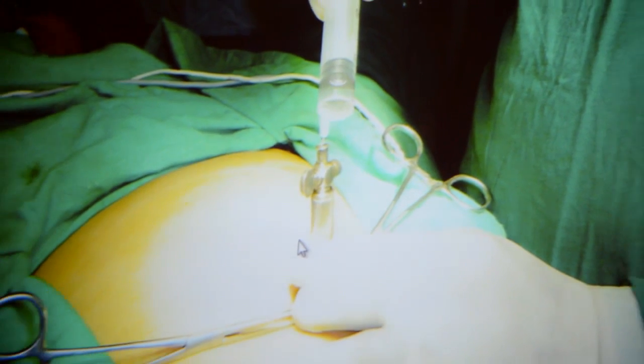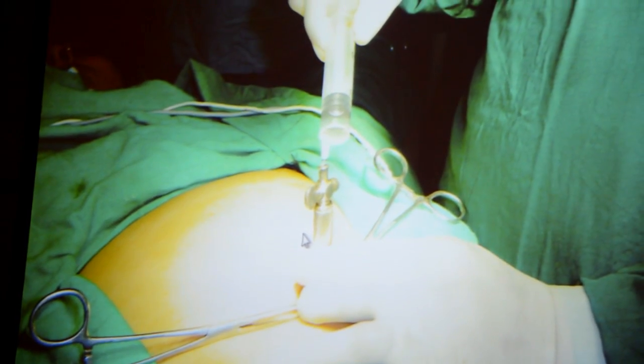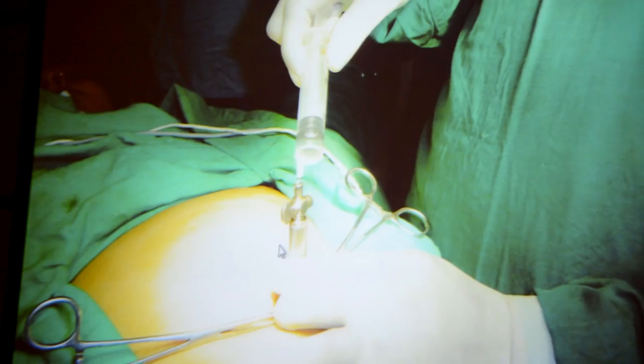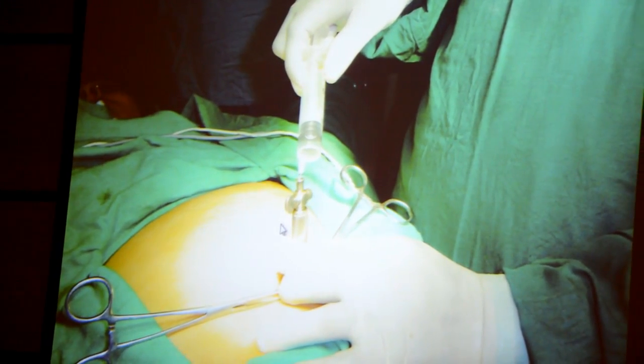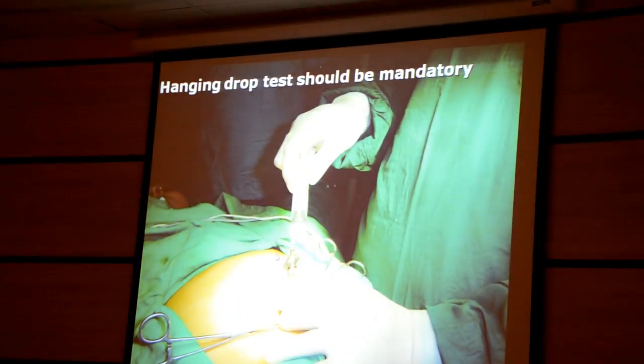Hanging drop test: when we put a drop of fluid inside the Veress needle, it will rapidly go inside the abdomen. Otherwise, if you are in the pre-peritoneal space or a viscus, it will not go in easily. It will stay in the Veress needle.